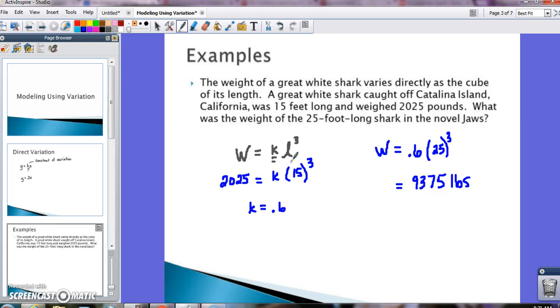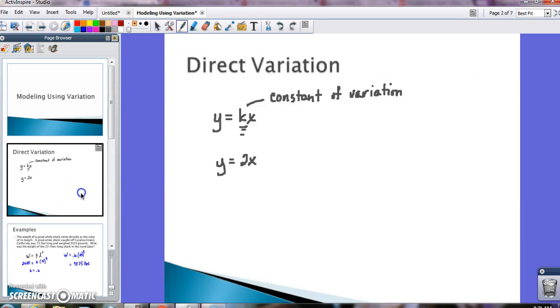So the letters that they use are going to depend on the problem and what power. There might not be an exponent. It might be very straightforward like this. It might be y is equal to kx squared. It might be y is equal to kx cubed. Whatever it is, all of those represent direct variation.